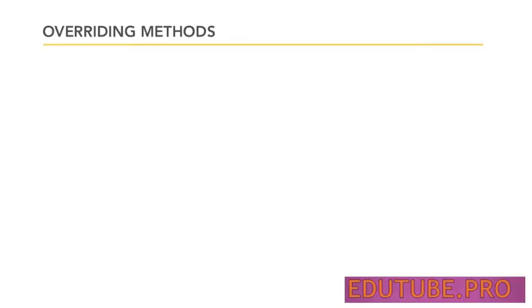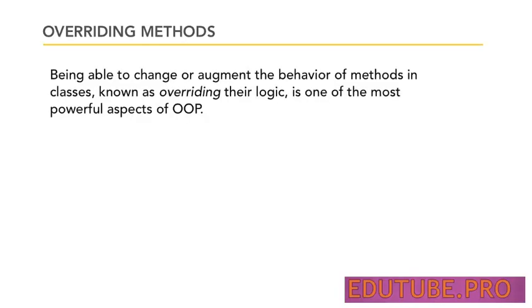A very close cousin of overloading methods is called overriding methods. In overriding methods, you basically get to change or augment the behavior of methods in classes, and this is called overriding their logic. It's one of the most powerful things of object-oriented programming, and it really, really helps you when you want to encapsulate your logic in your objects and separate the behaviors of different objects from each other.